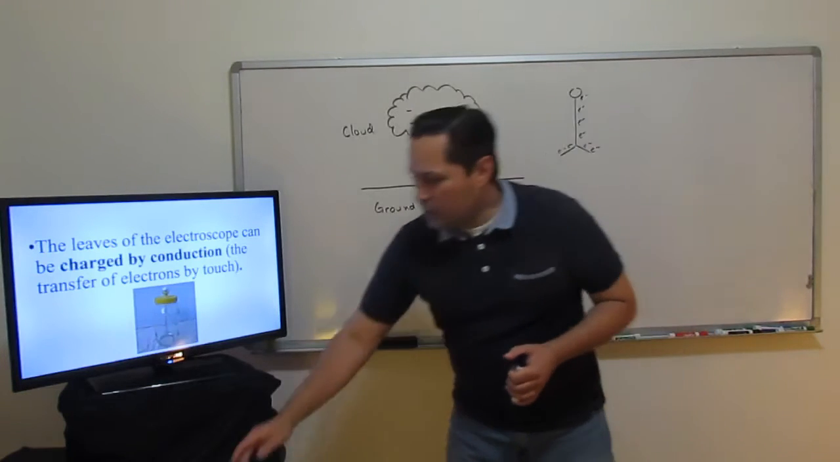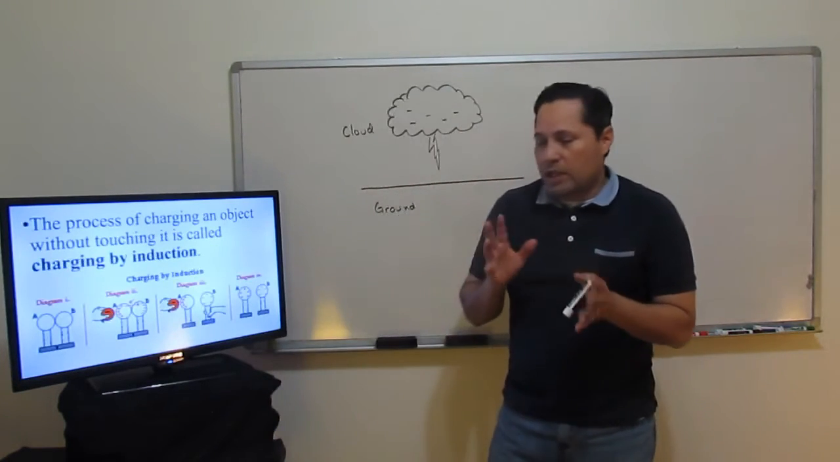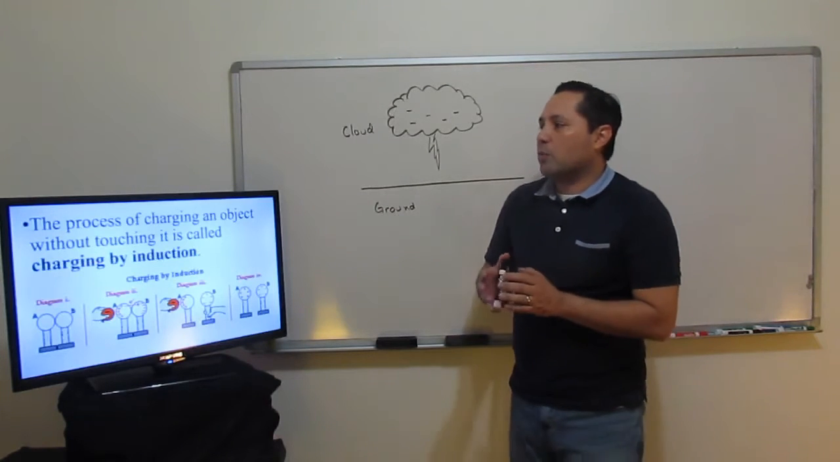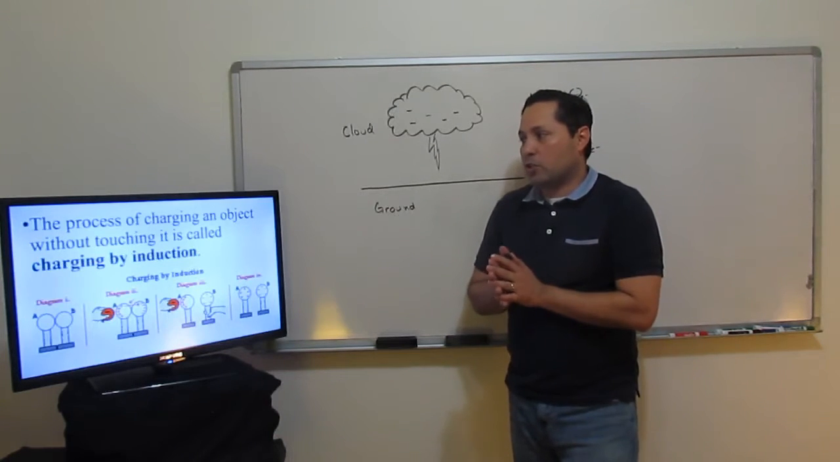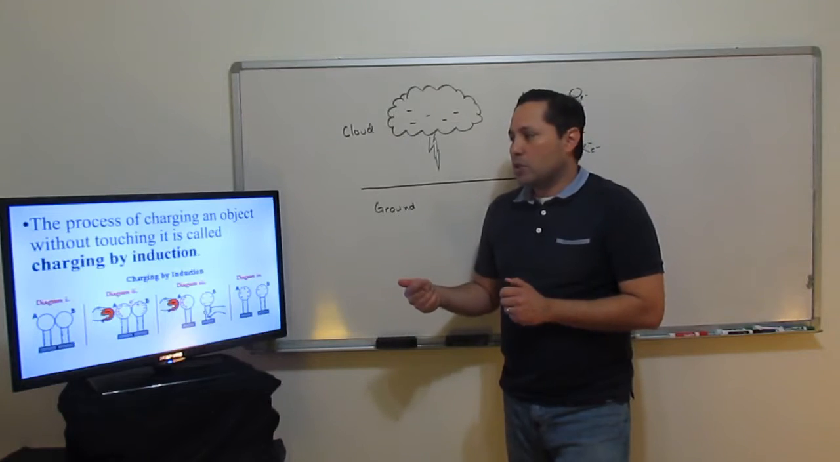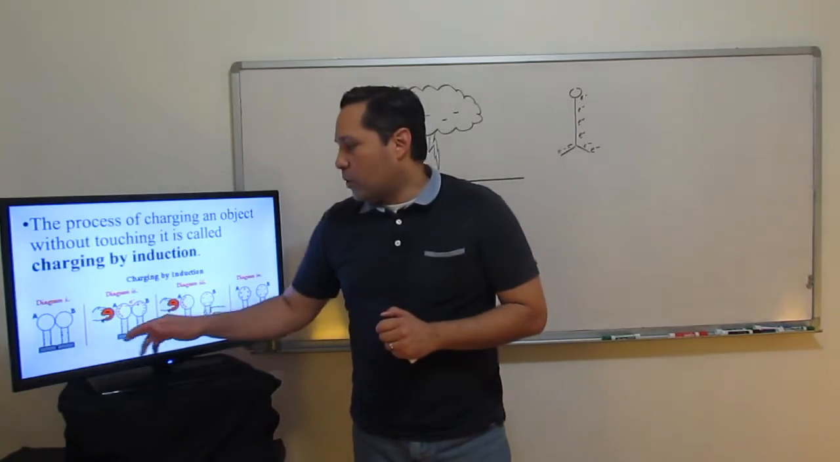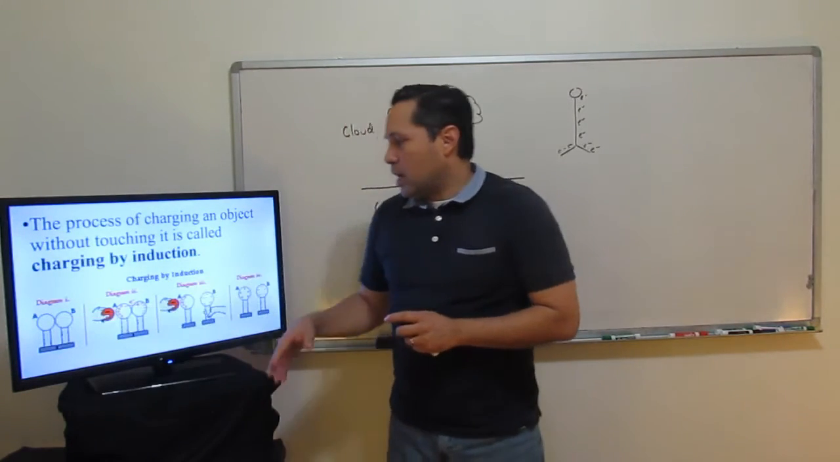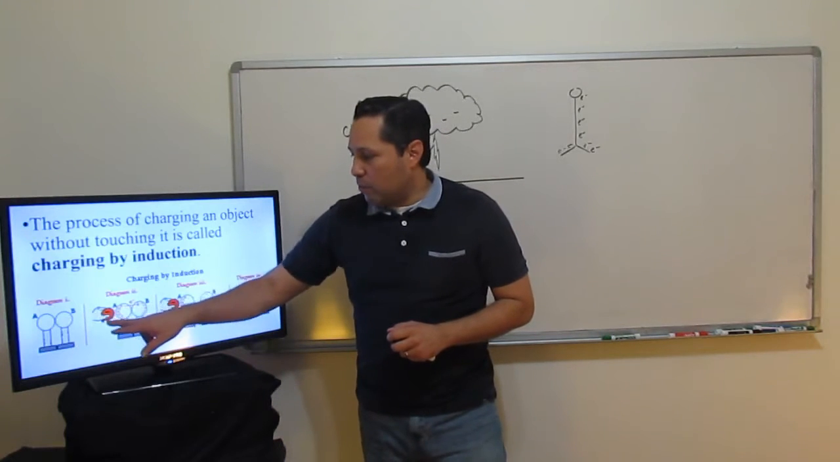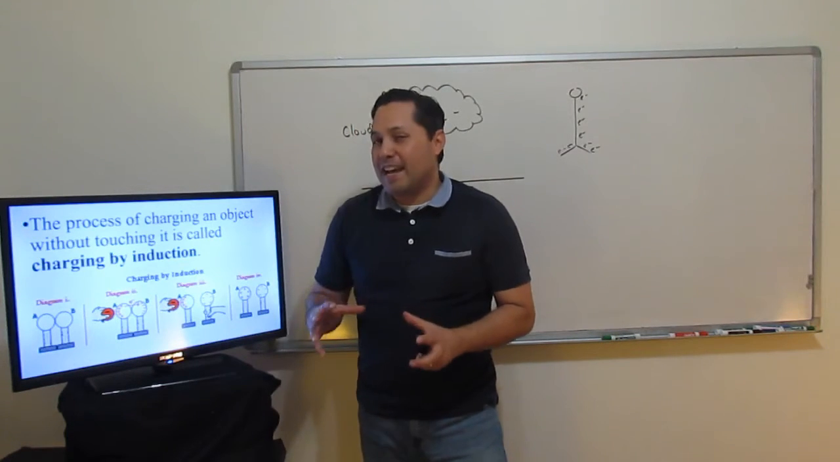Alright, so let's go ahead and take a look at the different types of charging. The first one is the process of charging an object without touching it, called charging by induction. So in this example, we're going to go ahead and have two metal spheres. And we're going to put a balloon next to it. Now this balloon, if you notice, has a negative charge.